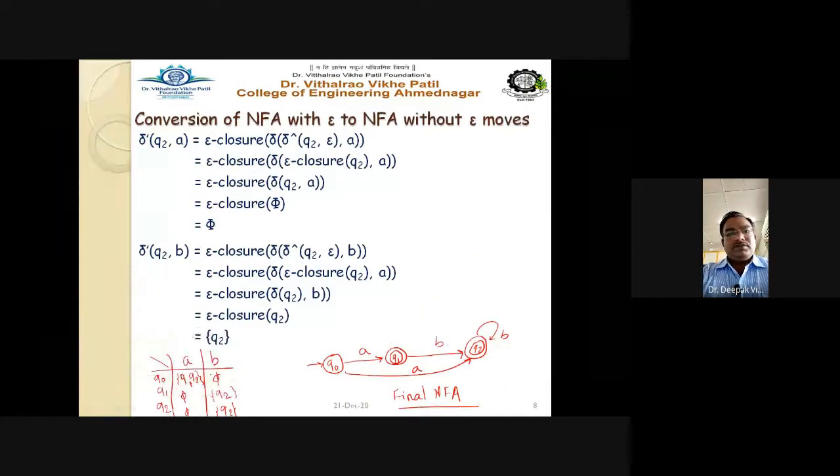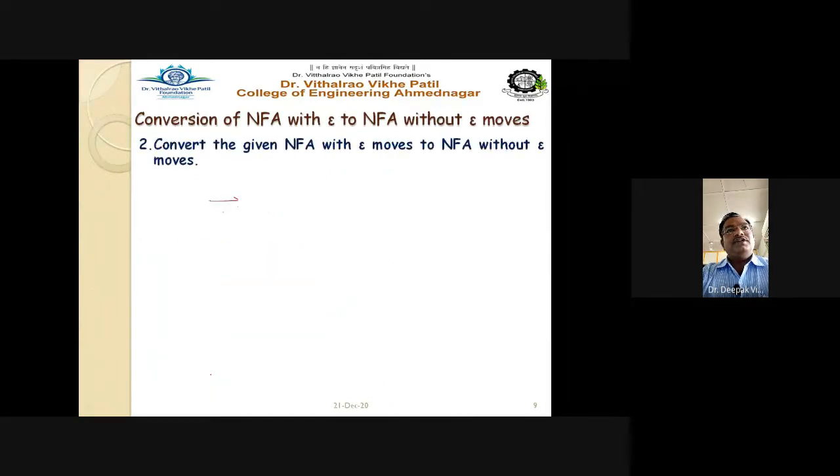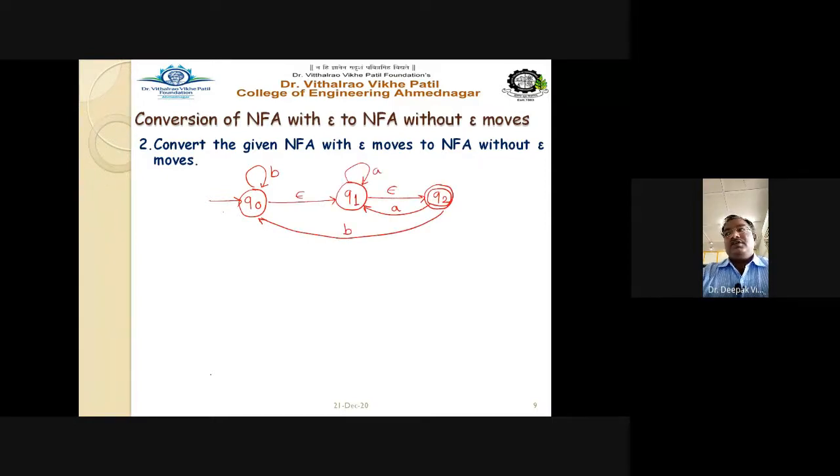Now let us go to the next example. Convert the given NFA with epsilon moves to an NFA without epsilon moves. See here, two epsilon transitions are given in the diagram: Q0 on epsilon goes to Q1, and Q1 on epsilon goes to Q2. We have to remove these epsilon transitions, and the remaining transitions on B, A, B are given.